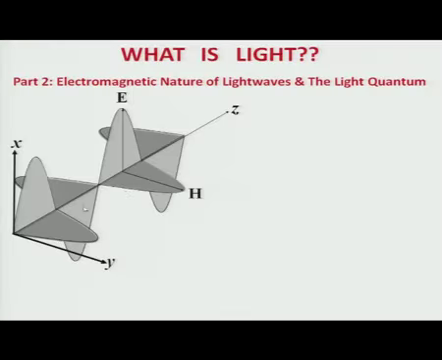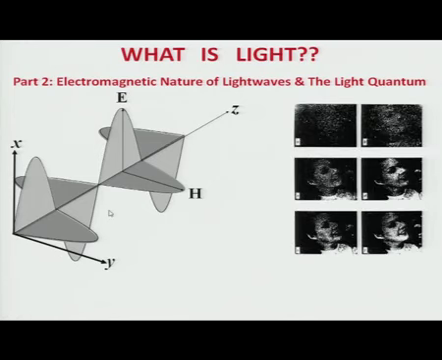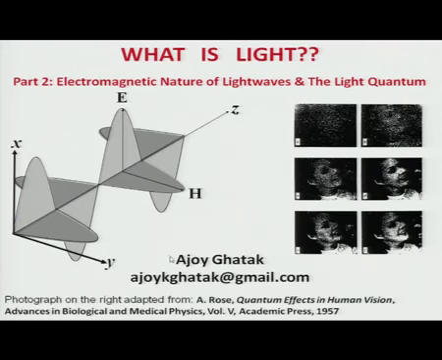So, this diagram on the left represents an electromagnetic wave, associated with which is an oscillating electric field and also an oscillating magnetic field. And on the right is a photograph of a young girl made from a number of photons. Each dot on the photograph represents a photon, which is essentially the light quantum as introduced by Einstein in 1905.